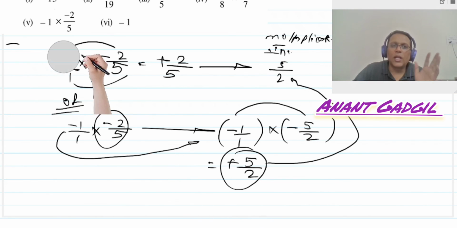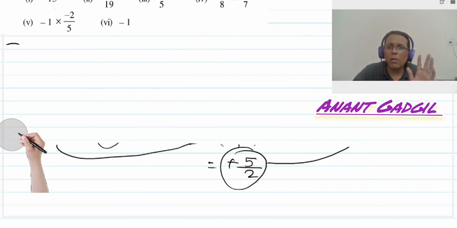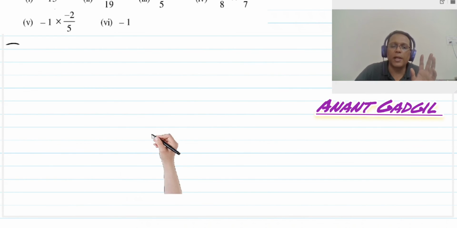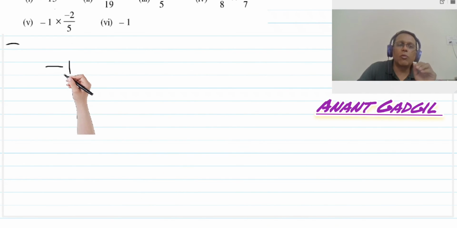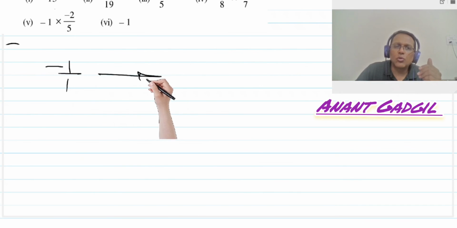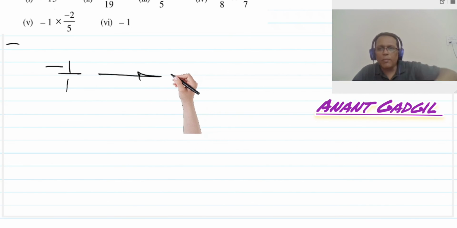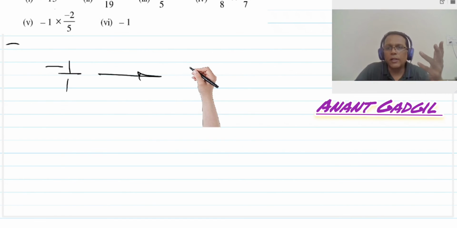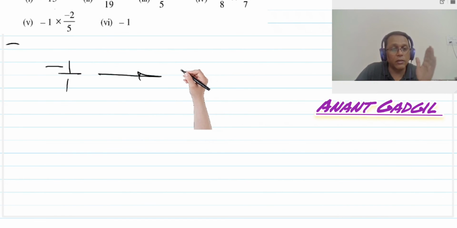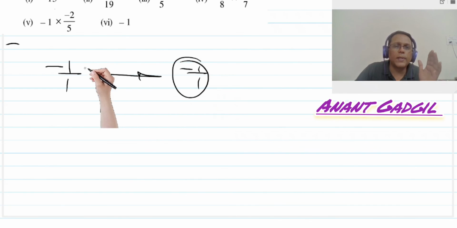Now the last question. Minus 1, and we have to find the multiplicative inverse. Minus 1, what is the denominator? 1. So for the multiplicative inverse, only what happens? Numerator becomes denominator, denominator becomes numerator. We don't change the sign. Remember this, okay? So it remains as it is, right?